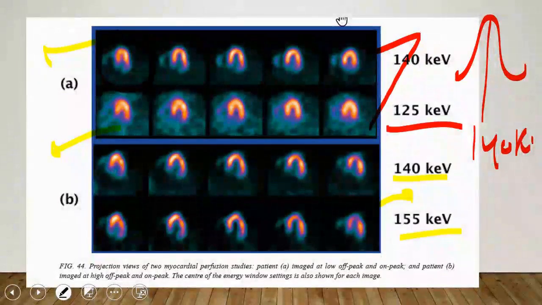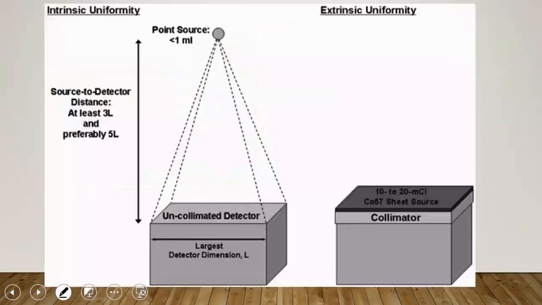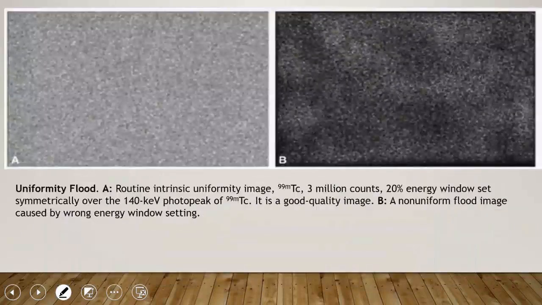So the image is processed like this. Therefore, the choice of the window you are working on and the selection of the photopeak at any specific energy all affect the image quality, and all of this impacts the diagnostic accuracy. For example, this is an image of the uniformity.